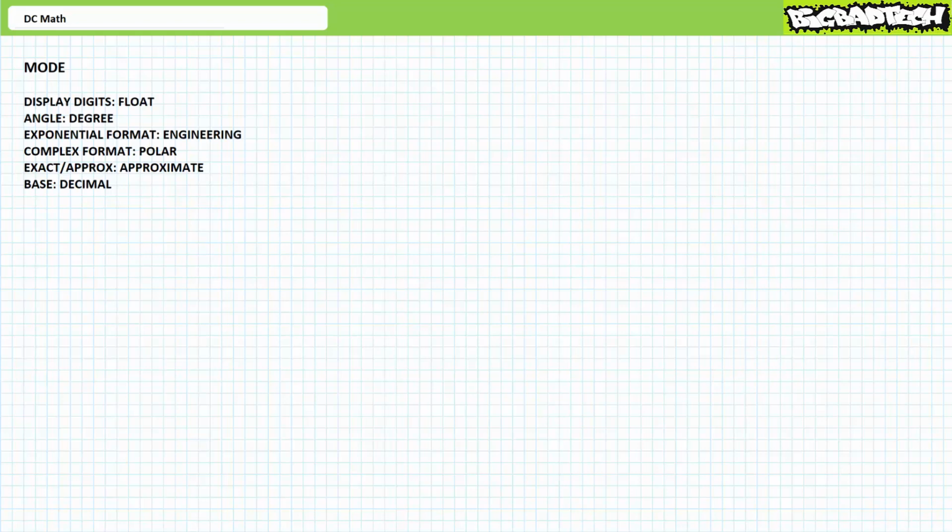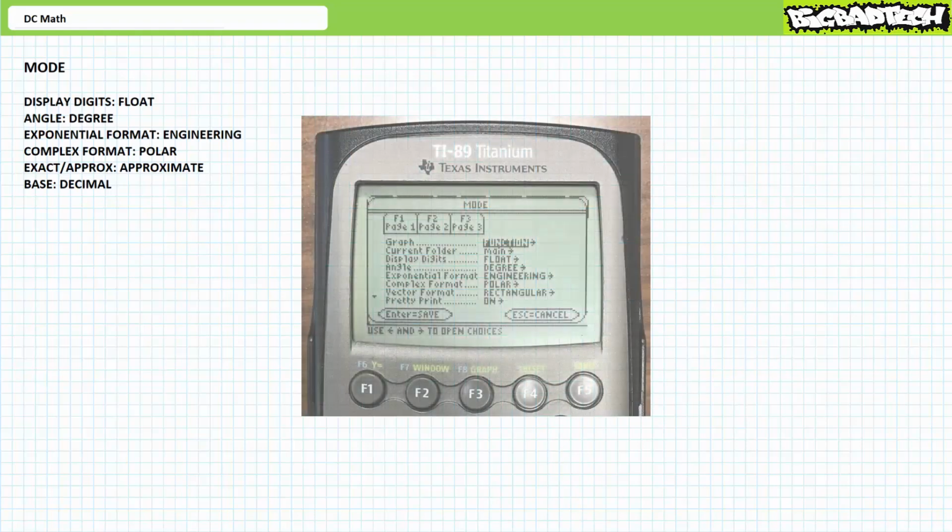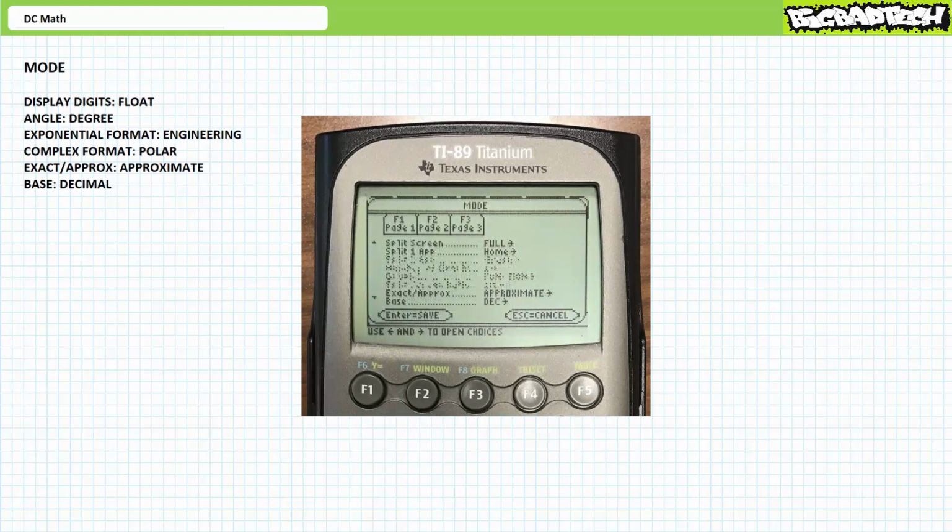If you set up your calculator as requested in the aforementioned lectures, the mode pages should look like this. Page F1: display digits, float; angle, degree; exponential format, engineering; and complex format, polar. Page F2: exact versus approximate should be approximate, and your base should be decimal.